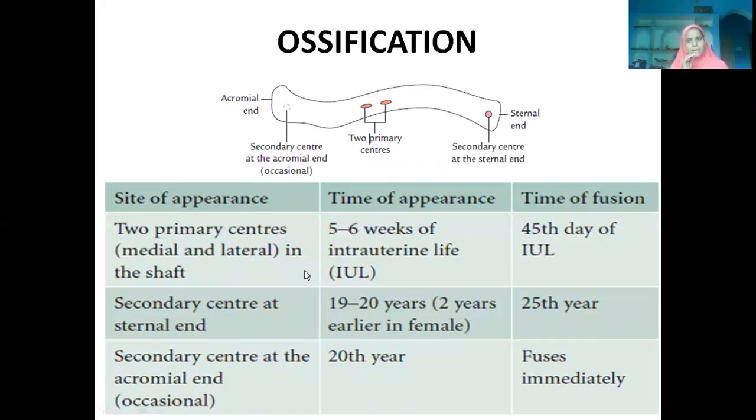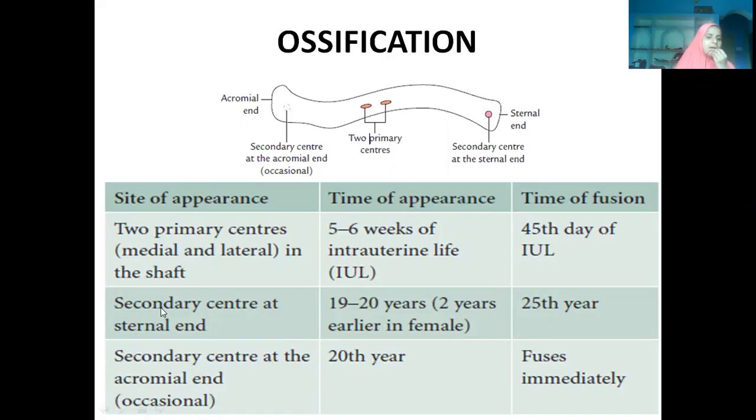Now let us see certain ossification points. How many primary ossification centers do we have here? Two. When are they appearing? During intrauterine life, during 5 to 6 weeks. See, two primary ossification centers. This is the peculiarity. No other bone will show two centers. Only the clavicle is showing two centers. So we have two centers which are appearing during the 5th or 6th week of intrauterine life, and they fuse by the 45th day. Both of them will join. They come close and they become one by the 45th day.